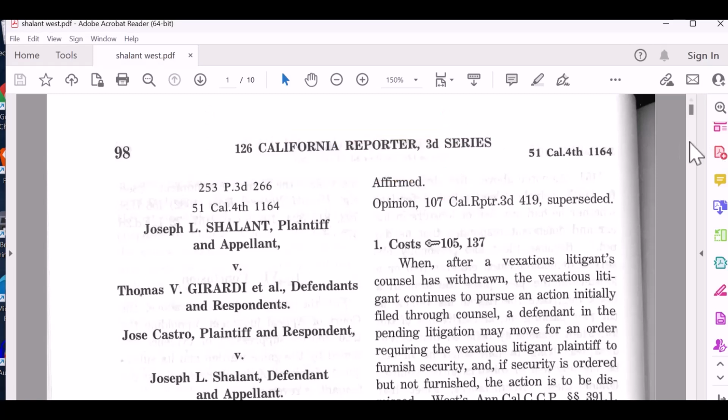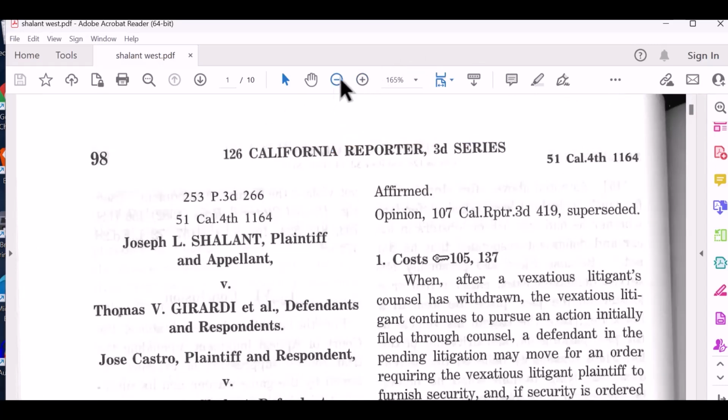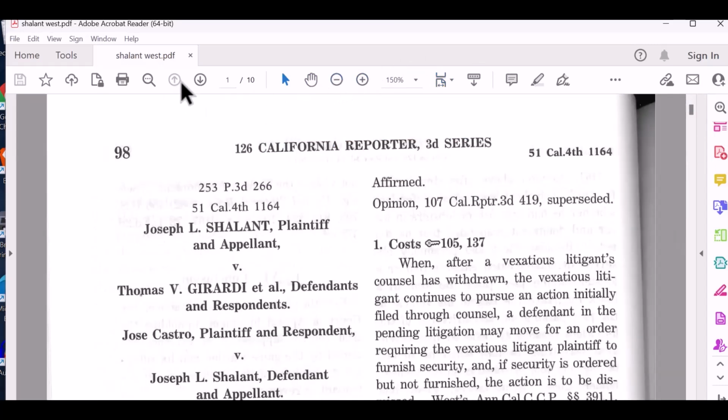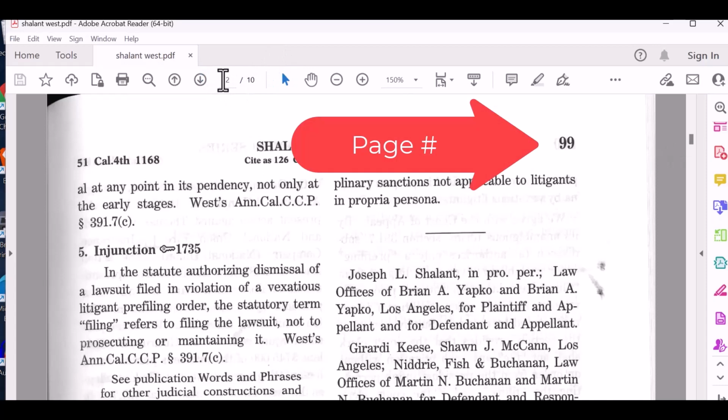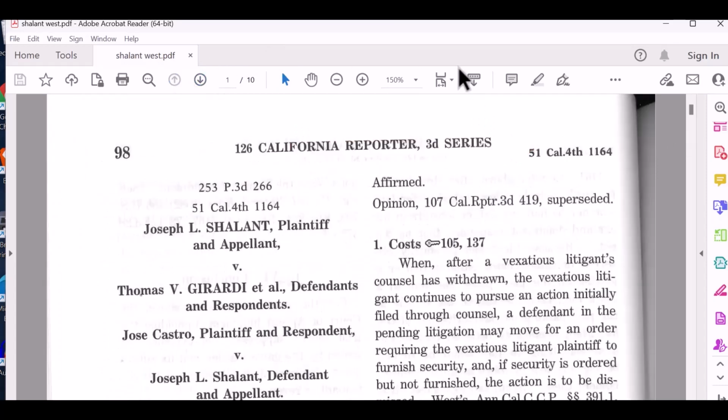So let me just jump ahead for a moment to page 2, and you'll see that the page number is now on the right, just because one page is on the left side and one page is on the right. Now back to the first page.